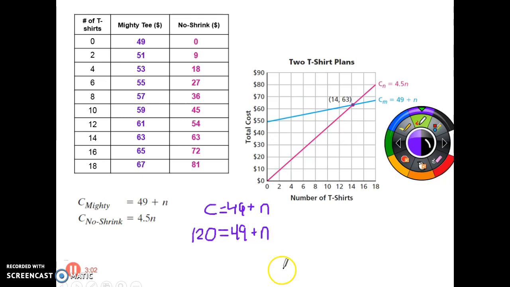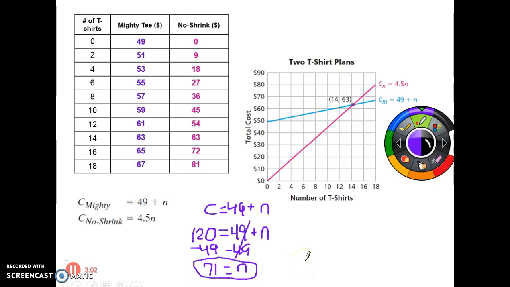This is a situation where I need to solve for N. So in order to solve for N, I need to get my numbers on one side and my variables on the other. So I'll subtract 49 from both sides. And when I take 49 minus 49, I am left with just N over here, because those cancel. And 120 minus 49 is going to be 71. This equation says that 71 equals N. And remember, N stands for the number of t-shirts. So that means that I could get 71 t-shirts if I had a budget of $120.